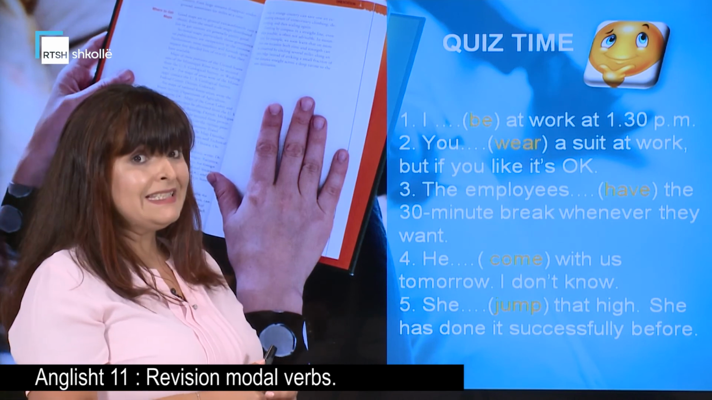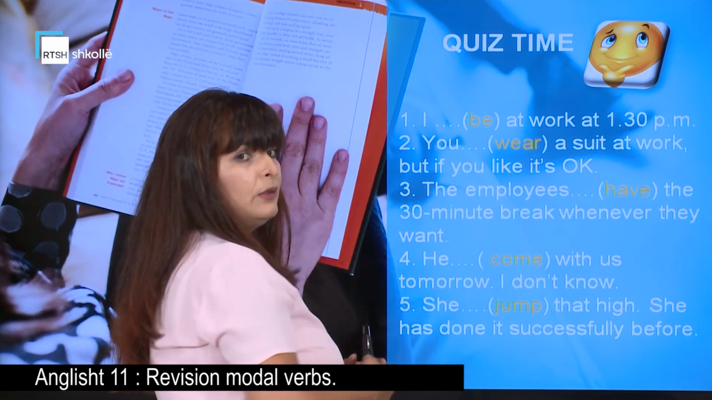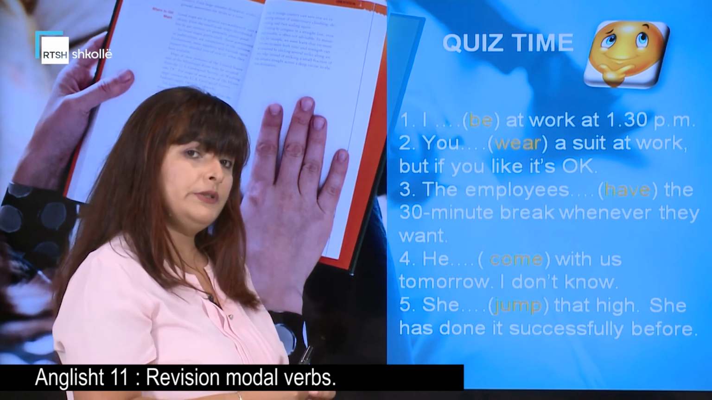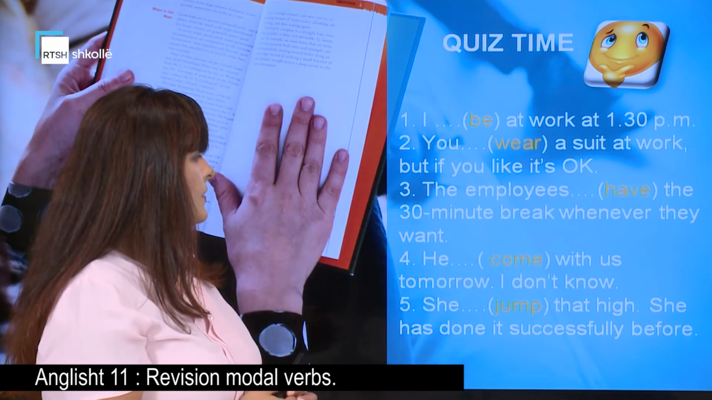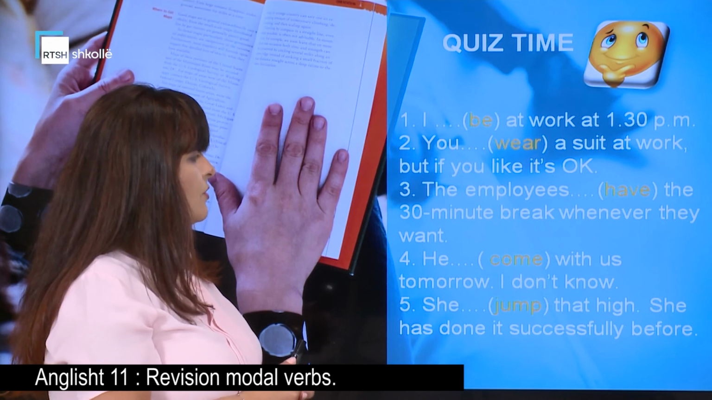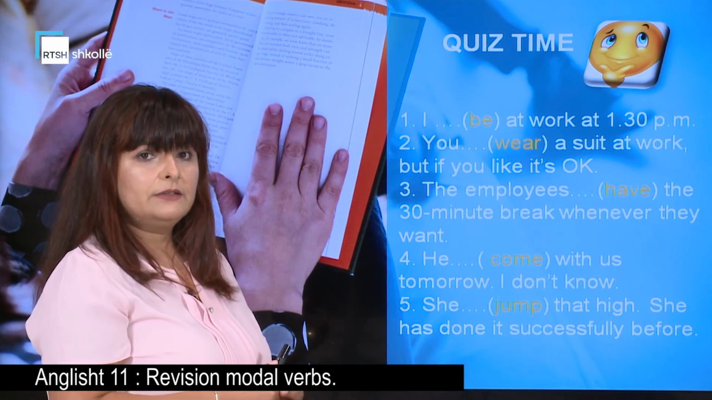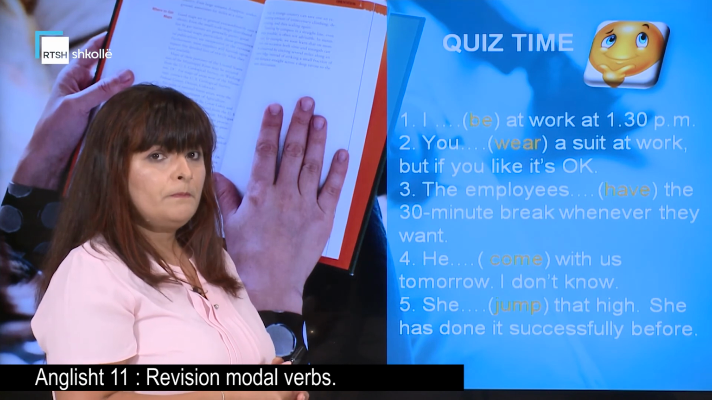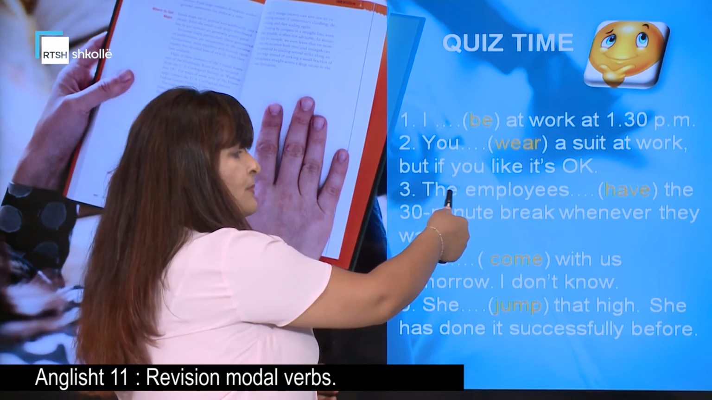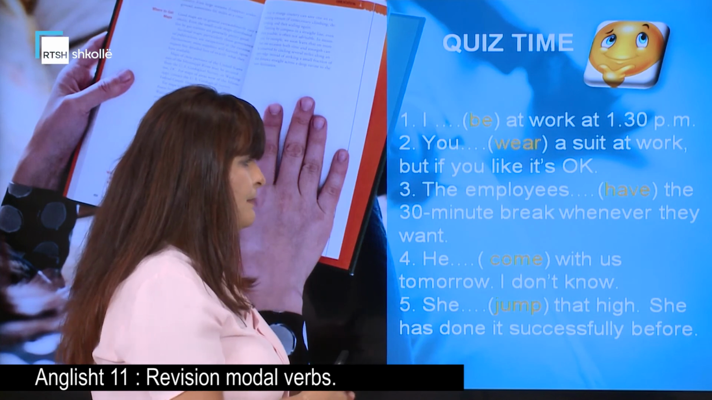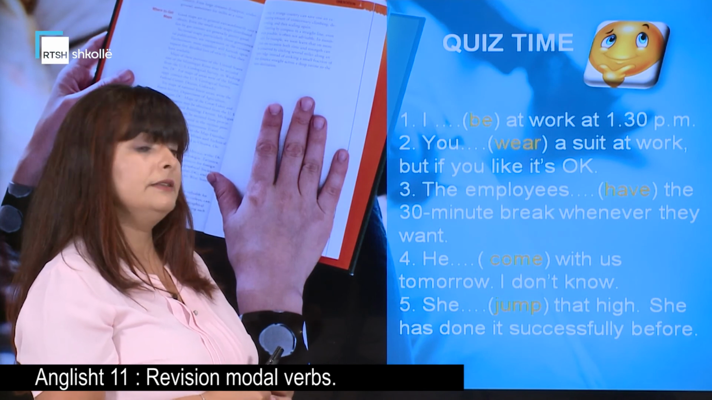Let's go to the third one. Have a look at the word employees, the people that are employed by another person, the employer. So, the employees have the 30-minute break whenever they want. Whenever they want. What is that? They are permitted to do something. Yeah, that's correct. The employees can have the 30-minute break whenever they want. They are permitted. They can have that break.